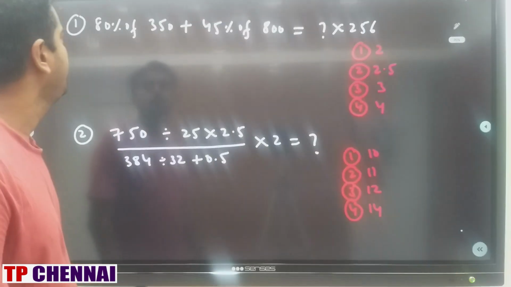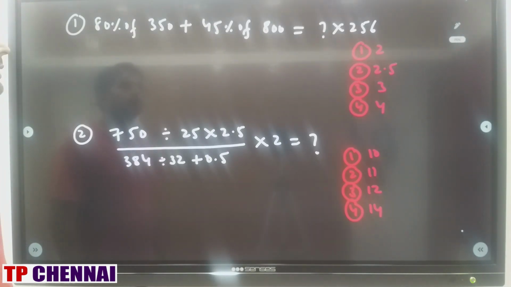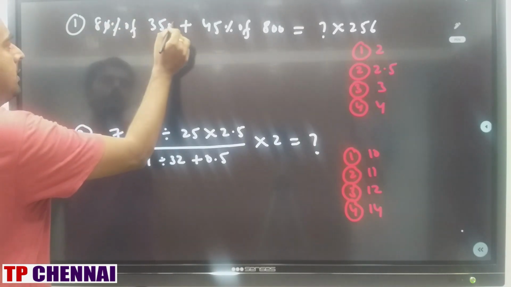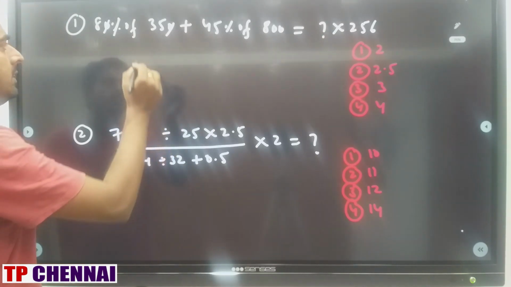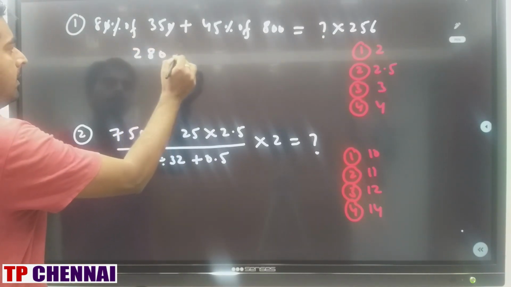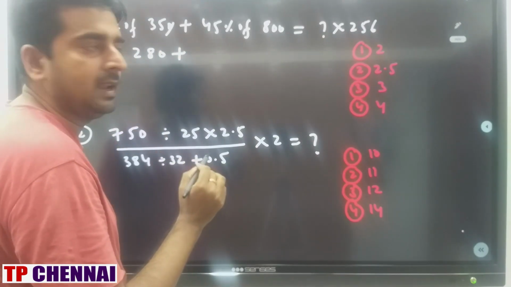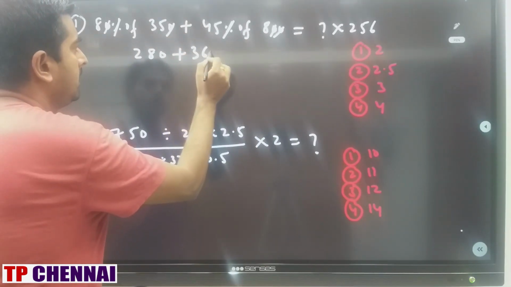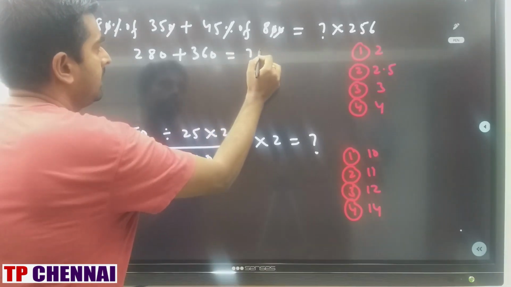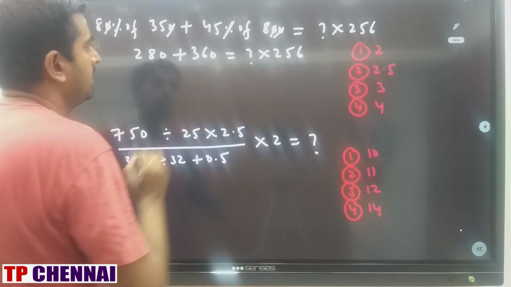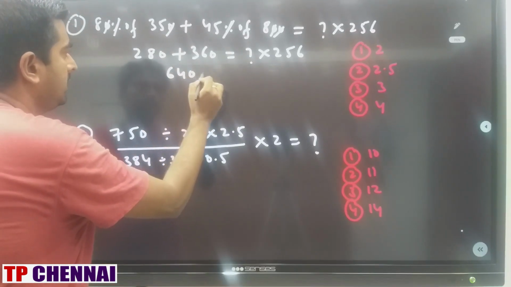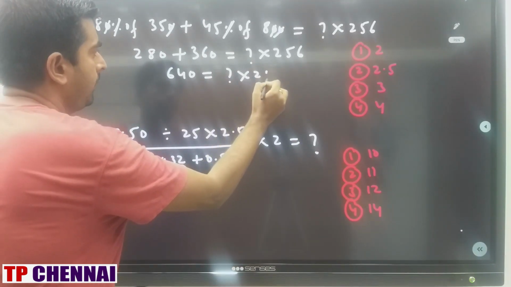Right? So first one. 80% of 350 plus 45% of 800 is equal to question mark into 256. So 80% of 350. So first percent and double zero will go out. So 35 into 8, what is the answer? 280. Plus 45% of 800. Again percent and double zero will go out. What is 45 into 8? 360 is equal to question mark into 256. What is 280 plus 360? 640. 640 is equal to question mark into 256.